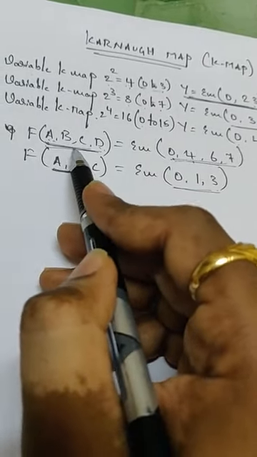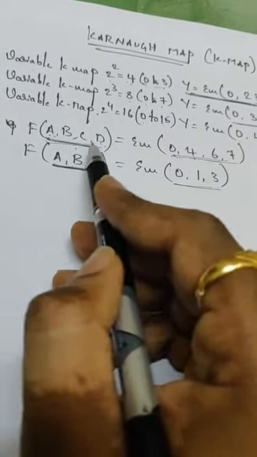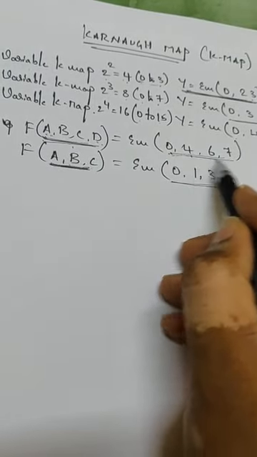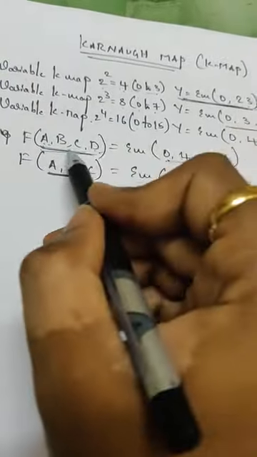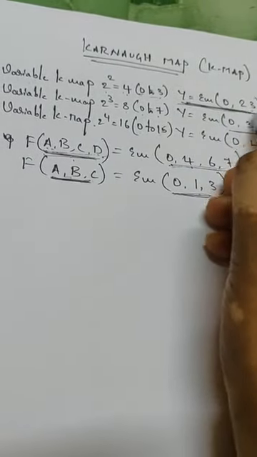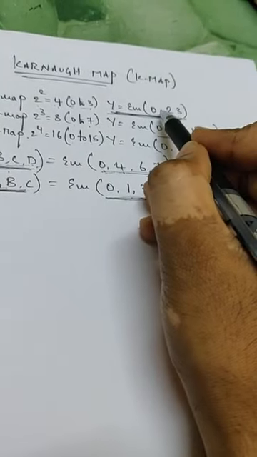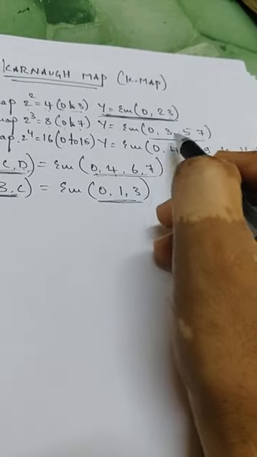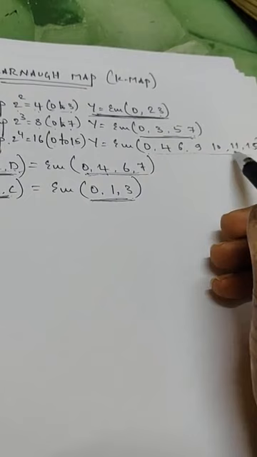Here they have specified 4 variables, so it's a 4 variable K-ಮ್ಯಾಪ್. So when they have given the variables like this, don't worry about these numbers. This is a 4 variable K-ಮ್ಯಾಪ್ and this is a 3 variable K-ಮ್ಯಾಪ್. But if they don't specify the variables, if they give the expression like this, ಈ ಥರ ಕೊಟ್ಟಾಗ you need to look at the numbers, whether the numbers lie less than 4, less than 8, or less than 16.